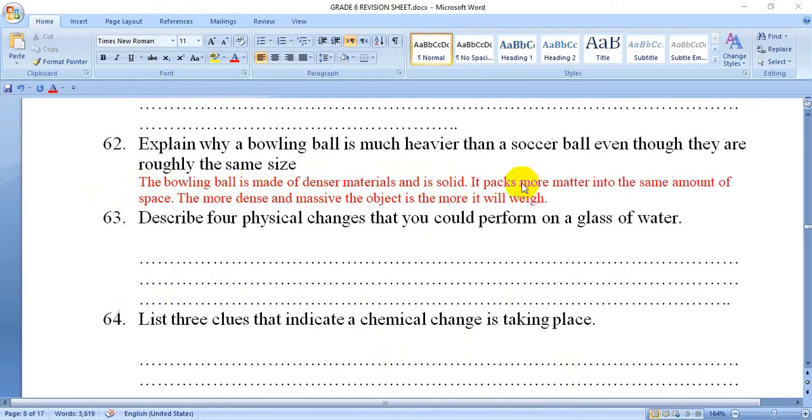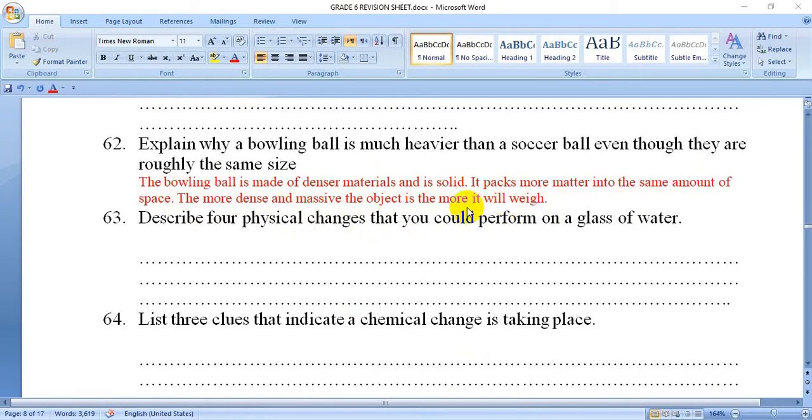It packs more matter into the same amount of space. The more dense and massive the object is, the more it will weigh, or the more it will have mass. Okay, so in this question you can write in your own way. You don't have to write the same answer as me. What did you understand in this question?